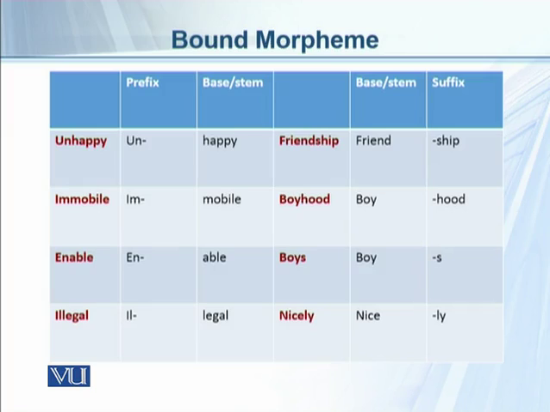Similarly, we have friendship, in which friend is the main base stem and ship is the suffix. And boyhood, boy is the main base or stem and hood is the suffix. Boys, boy is the main stem and s is the suffix. Similarly, nicely, nice is the main stem and ly is the suffix.